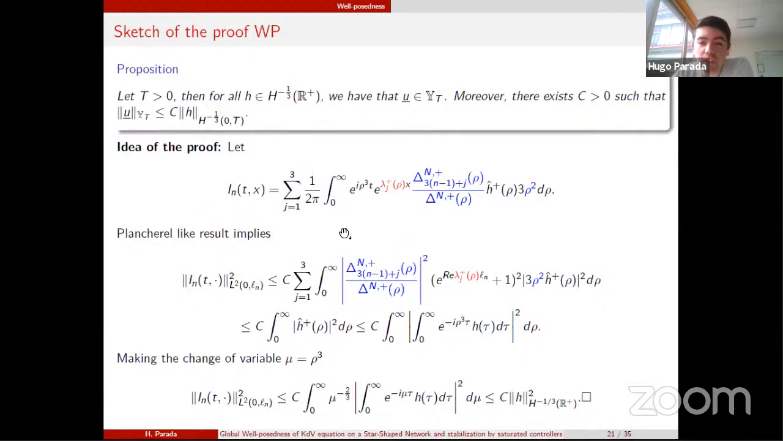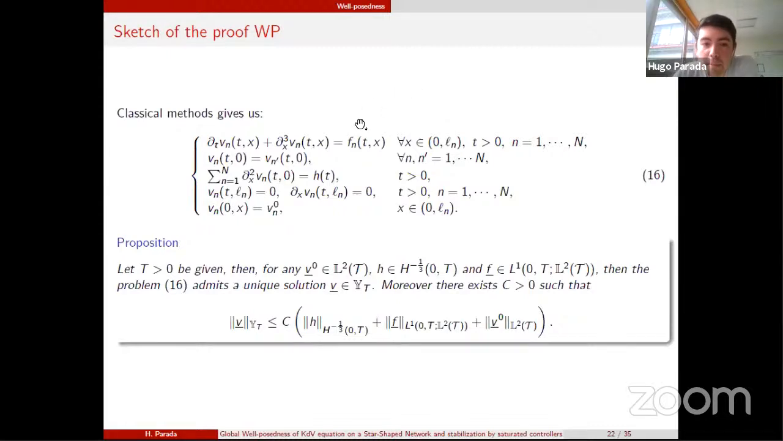With this we have the following proposition. I don't fully show the proof, but the idea is that if we take the control h in power minus 1 divided by 3, we have that the solution of the linear part is in Yt and is bounded by this. The idea is that we define this En, which is actually the positive part, and when we calculate some norms of this using some Plancherel-like results, we have this one, and as we said, this exponential and this row will be cancelled, and at the end we can derive the norm of h in the space that we have.